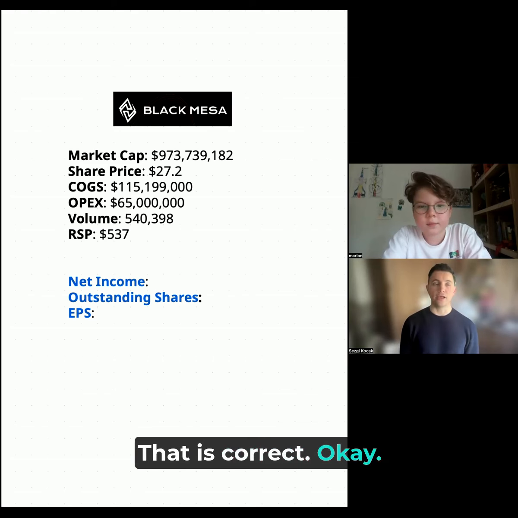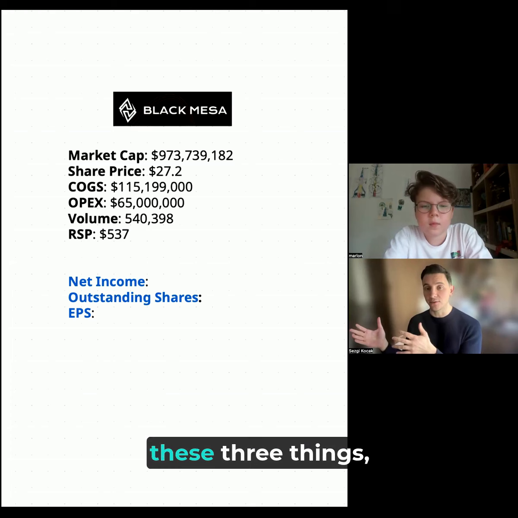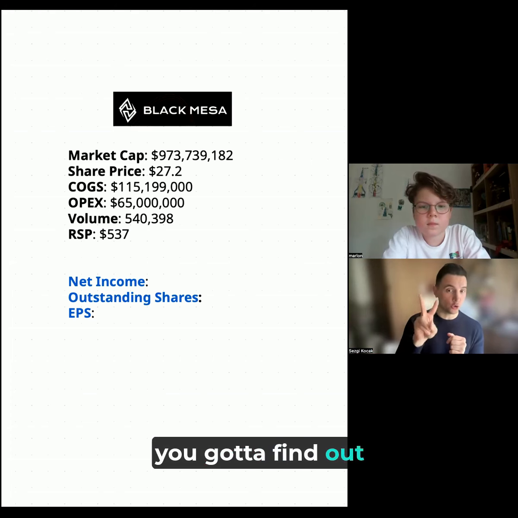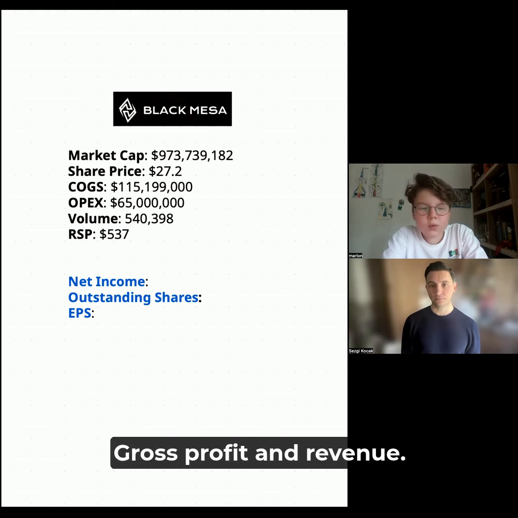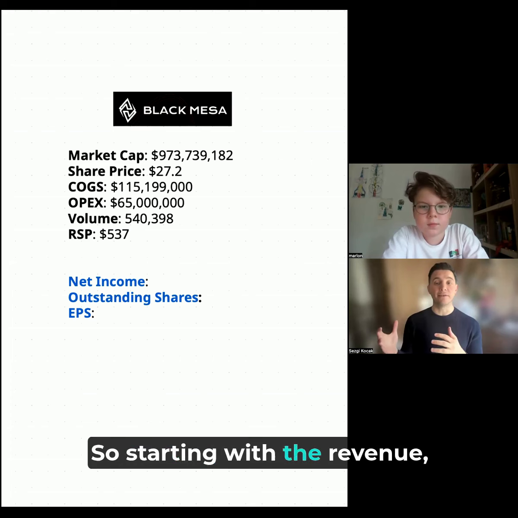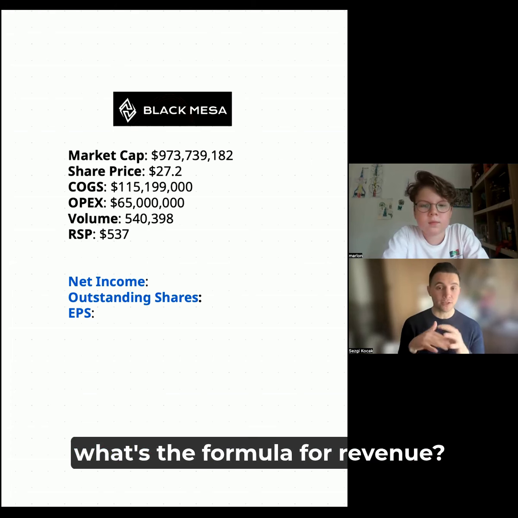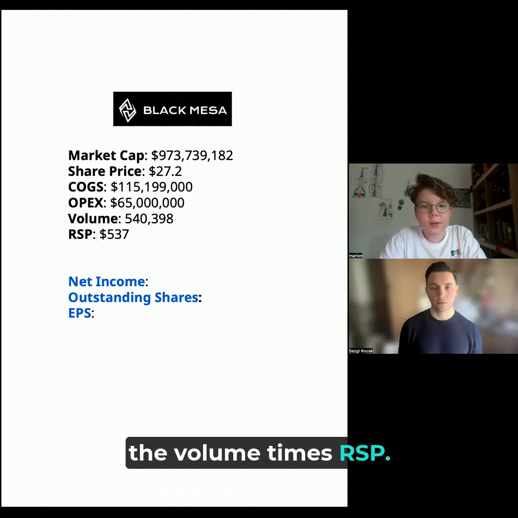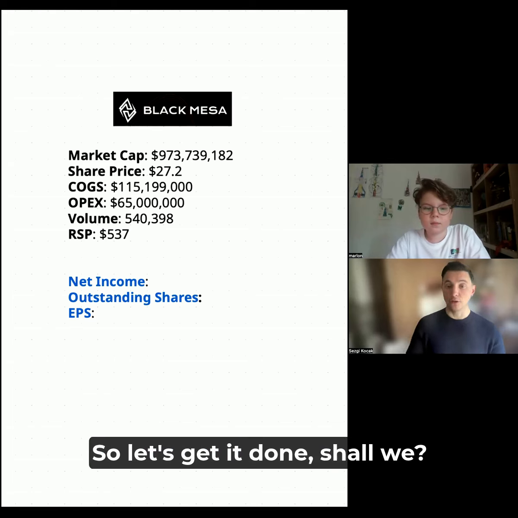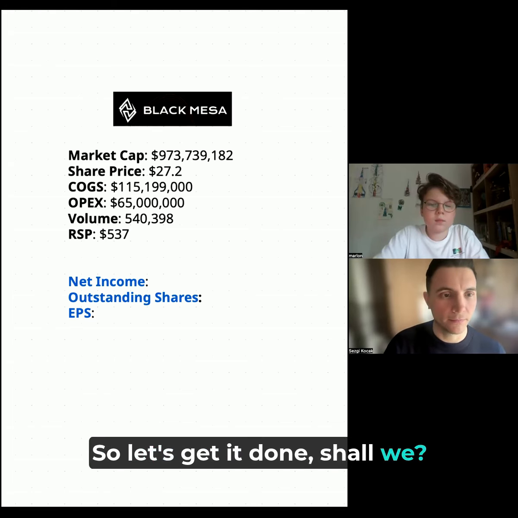That is correct. Okay. In order to find these, before even we get to these three things, you got to find out two other things. What are those two other things? Gross profit and revenue. That is correct. So starting with the revenue, shall we calculate? First of all, what's the formula for revenue? The formula for revenue is the volume times RSP. That is correct. So let's get it done, shall we?